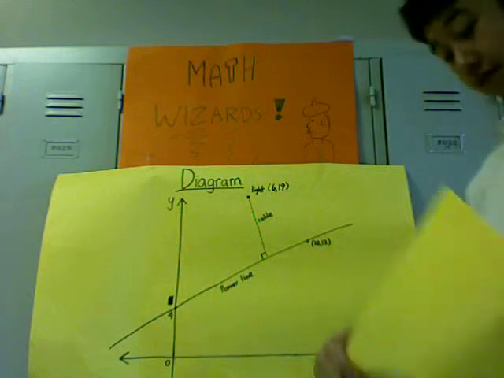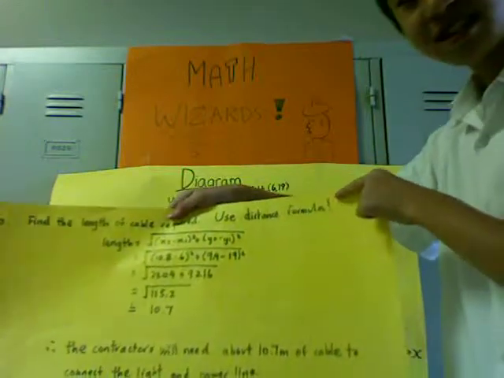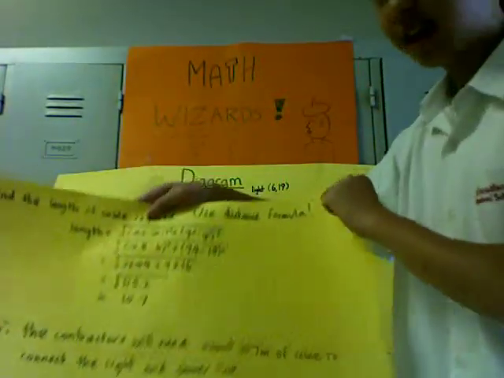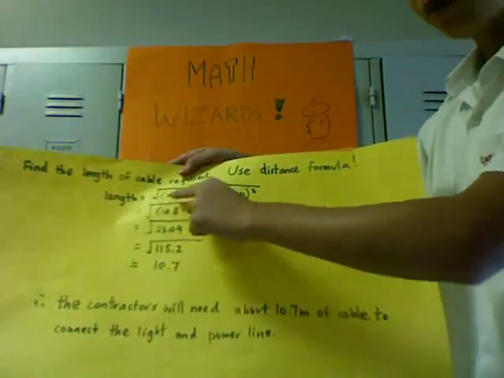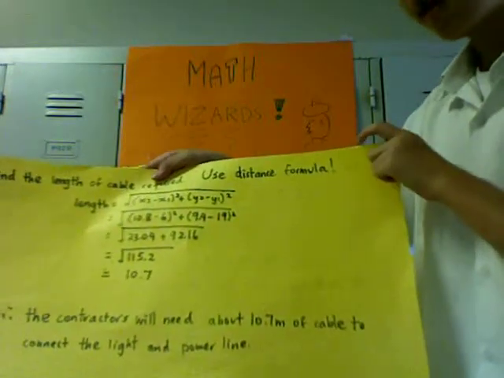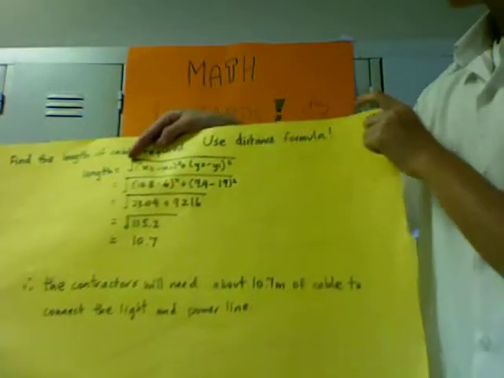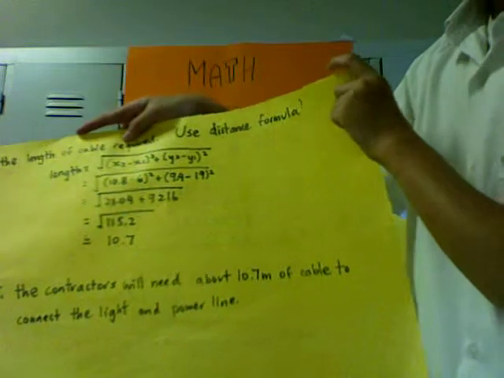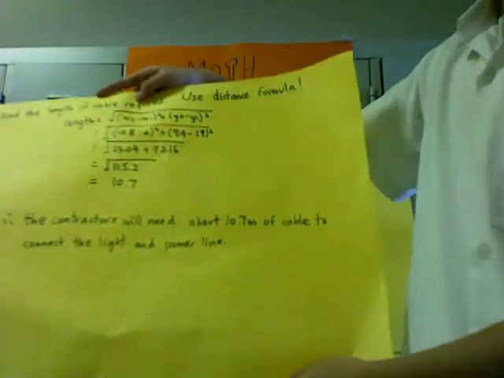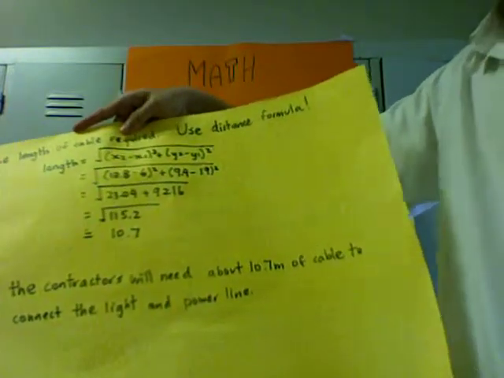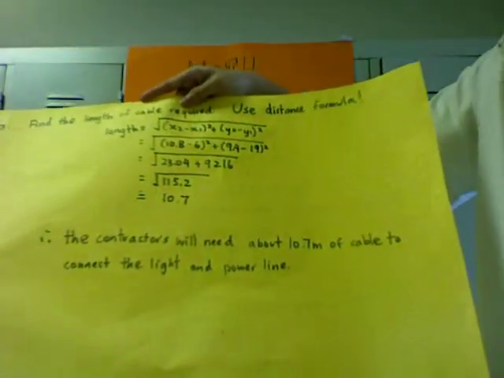But that's not it, because there's a second part to it. To find the length of the cable required, we use step 6 and the distance formula. Length equals the square root of (x2 minus x1) squared plus (y2 minus y1) squared, which equals, putting the numbers in, (10.8 minus 6) and (9.4 minus 19)... we do all the work, which equals 10.7. Therefore, the contractors would need about 10.7 meters of cable to connect the light and the power line.